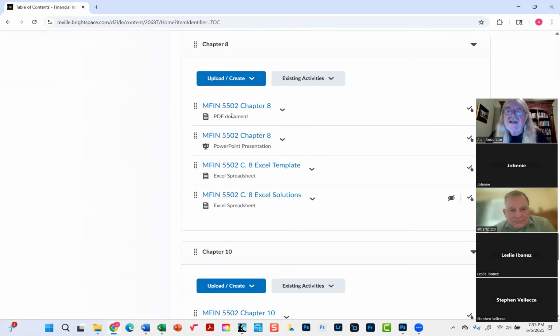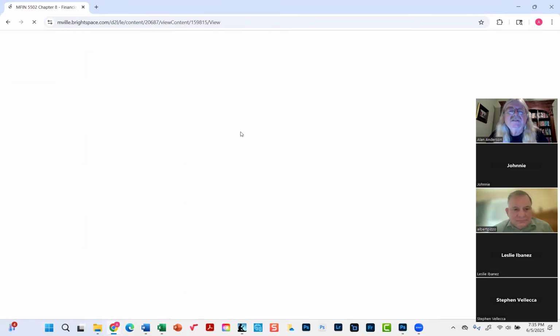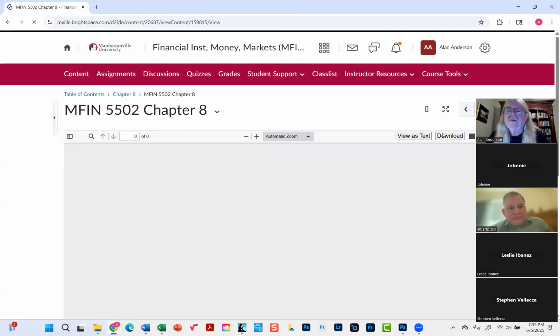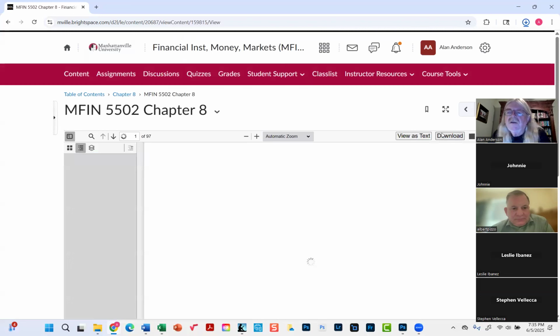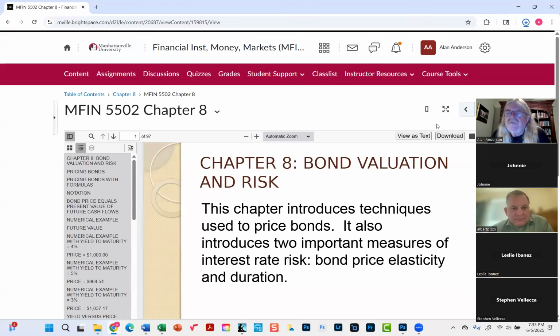So this one also has Excel. I'm not sure we're going to have time to do this tonight, but I want to at least start this discussion because here what we're considering is the notion of risk with the bond market. And when I say risk, I mean market risk, the risk that the values of our bonds will fluctuate when interest rates change in the economy.